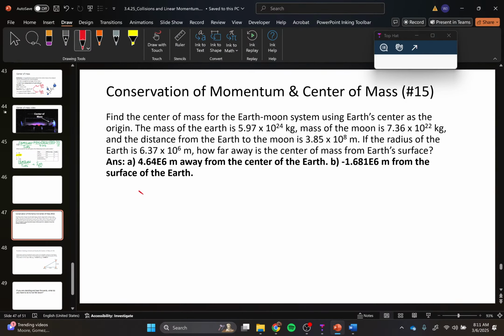All right, so you got two objects. There's the Earth. There's the Moon. Doesn't even matter if you draw them the right size. And then we know the distance between them. I give you that. 3.85 times 10 to the 8 meters.